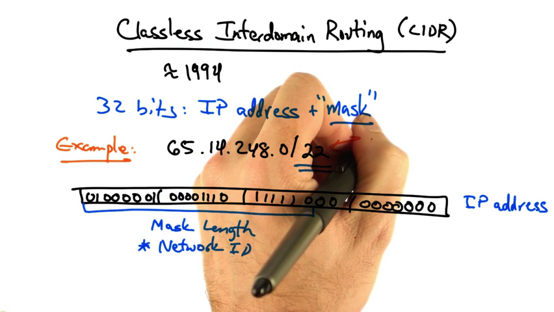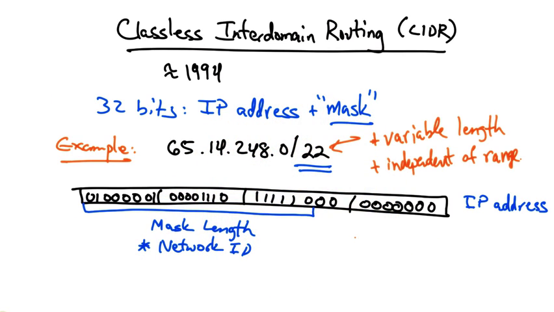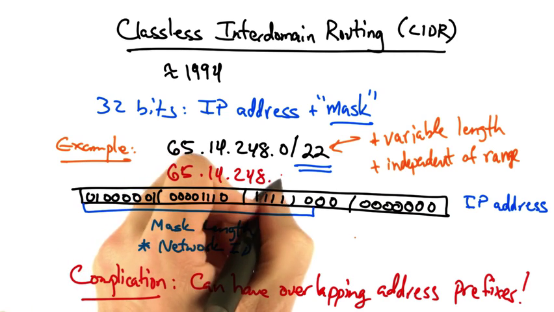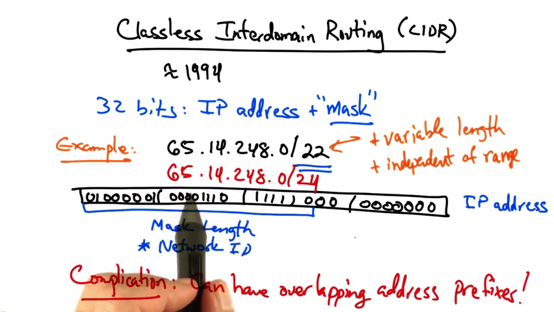Now the key is that this mask can be variable length, and the mask length no longer depends on the range of IP addresses that are being used. This allows those allocating IP address ranges to both allocate a range that's more fitting to the size of the network and also not have to be constrained about how big the network ID should be depending on where in the IP address space the prefix is being allocated from. Of course, now the complication is that it's possible to have overlapping address prefixes.